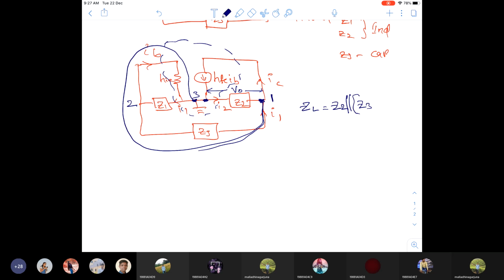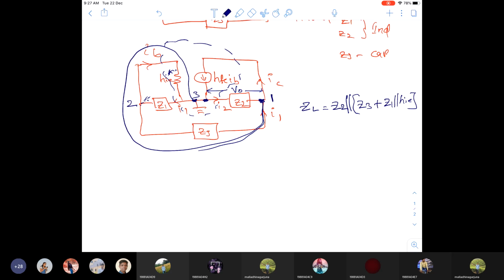So Z3 is in series with the parallel combination of these two. So Z3 plus Z1 parallel to HIE. Any doubts in this equation? Any doubts in this? So please explain also.